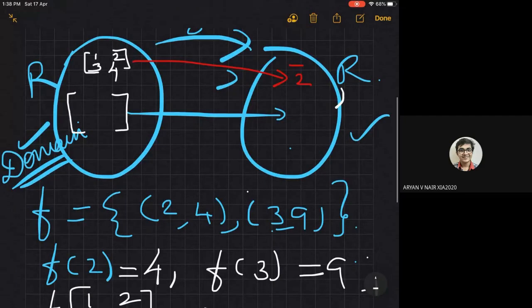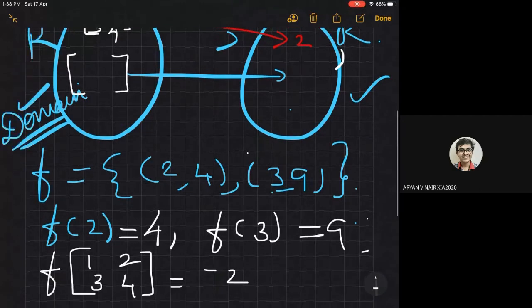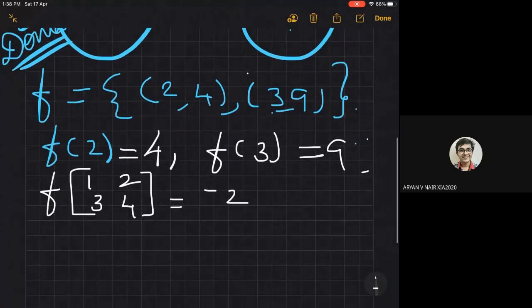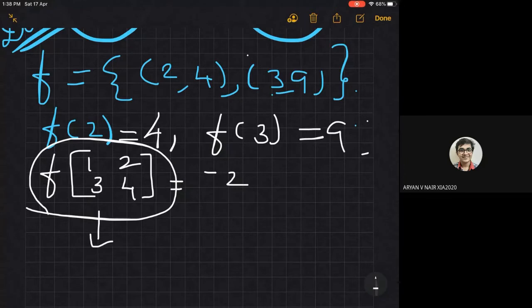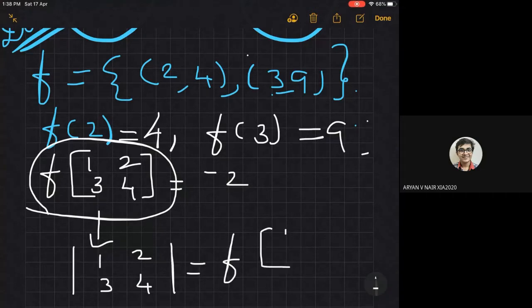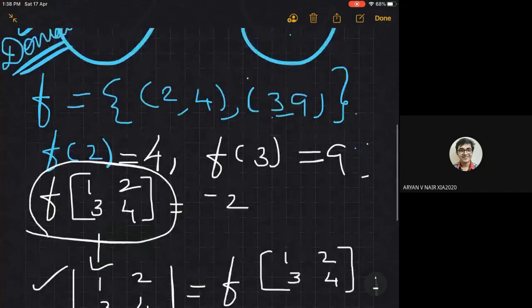We write this in the usual way, but here we use a different notation. Instead of f of this matrix, for the set of matrices we take another notation, like this: 1, 2, 3, 4. This is nothing but, instead of f of 1, 2, 3, 4, we use a different notation by taking the two parallel lines. Okay, understood or any doubt?